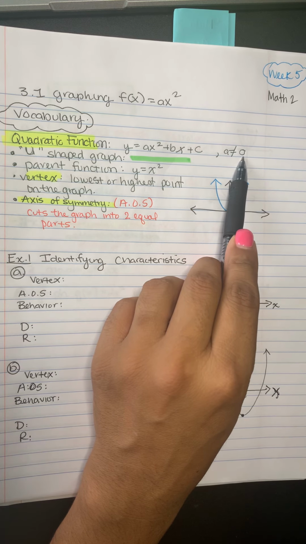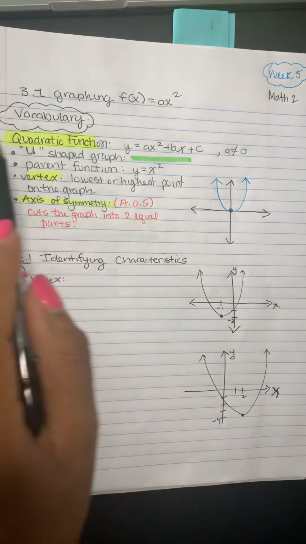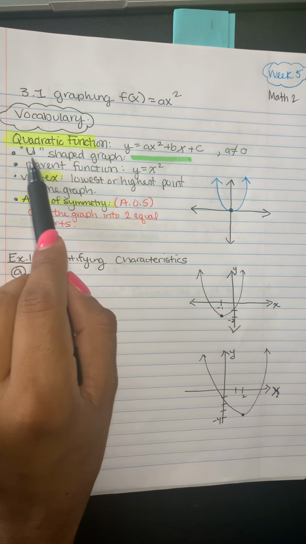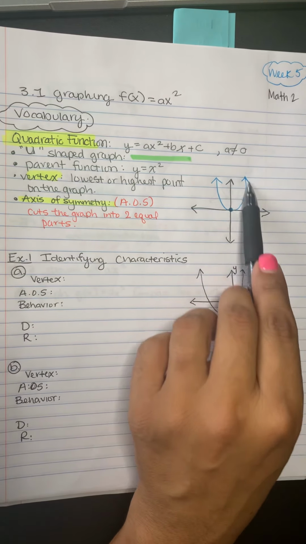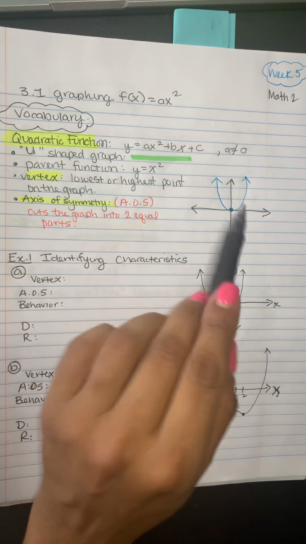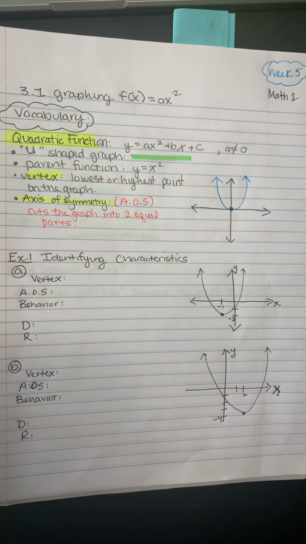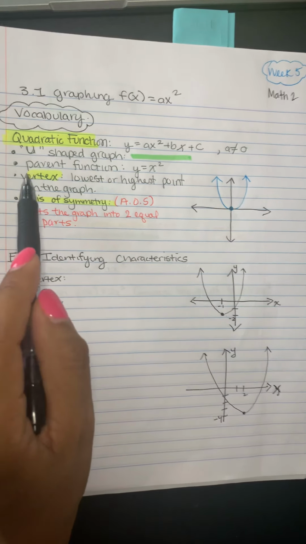So quadratic function, there it is, ax squared plus bx plus c. A cannot equal 0, because if a is equal to 0, then we would have a linear function. The quadratic function is a U-shaped graph, whether it's opening up or opening down, and the parent function is going to be y equals x squared. So that's what we're going to be comparing it to in this section.